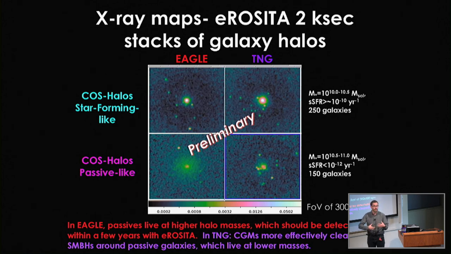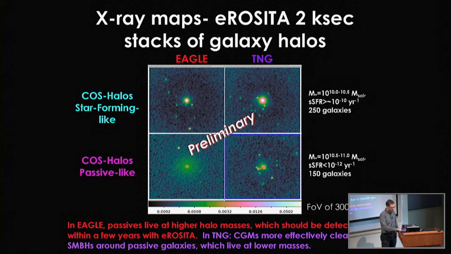It tells a different sequence of SMBH feedback, and feedback overall, affecting the CGM and driving baryons out in different ways. And both of these simulation suites need this to happen to quench and have a red and dead passive sequence. So that's why I am here: I don't know how to do X-ray analysis very well, so I need to subtract the satellites and make a smooth profile.